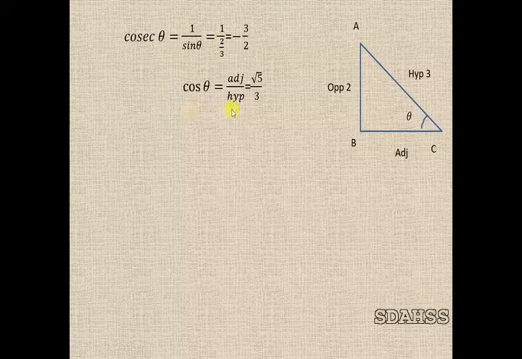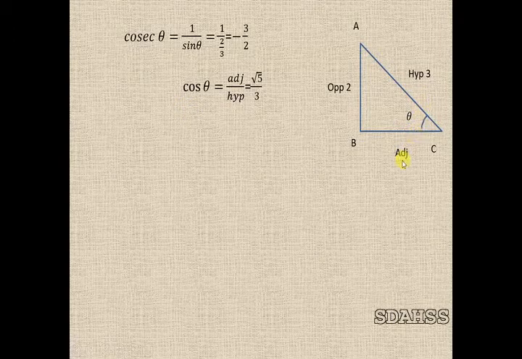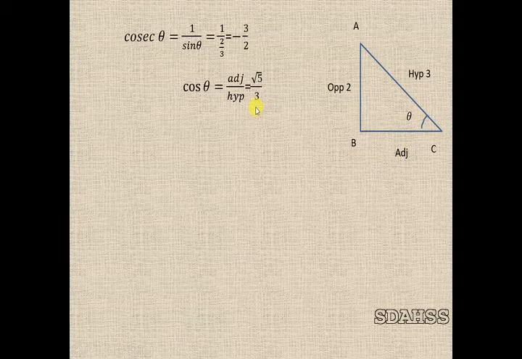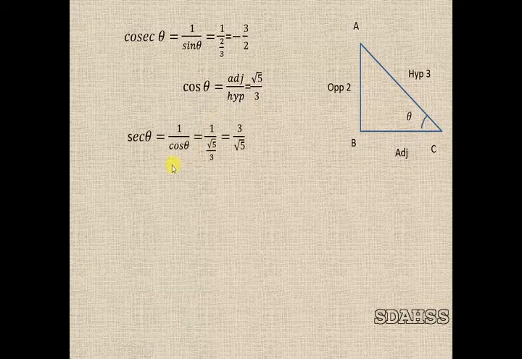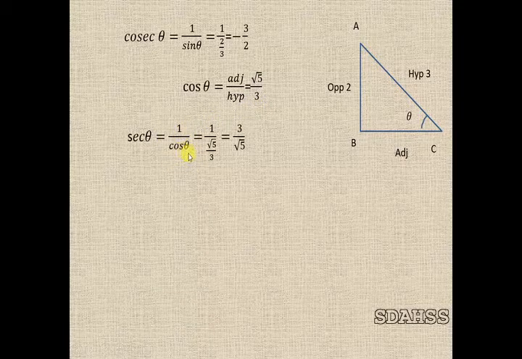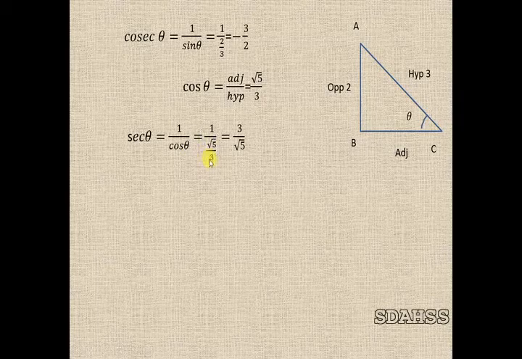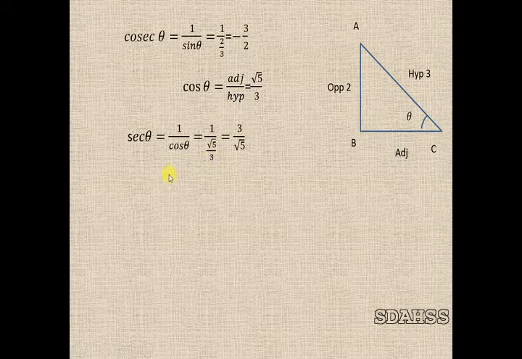Cos theta is adjacent by hypotenuse. Adjacent side root 5, by hypotenuse 3. Then secant theta means 1 by cos theta, which is equal to 1 by, cos theta is root 5 by 3. Take reciprocal. So 3 by root 5.